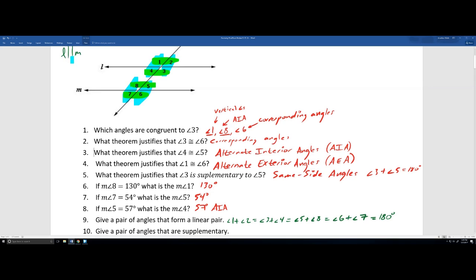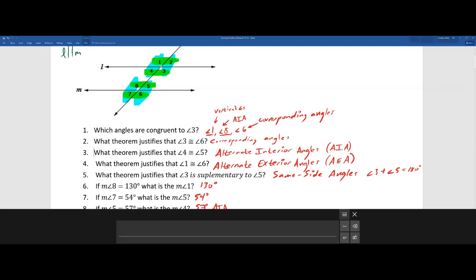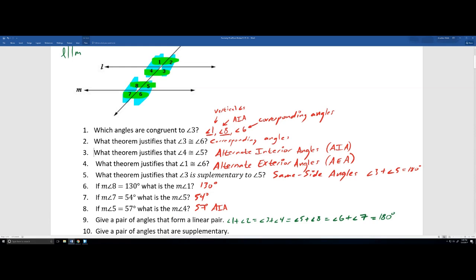Now, giving pairs of angles that are supplementary, all the linear pairs are supplementary. All right, they add up to 180. So the list from number 9 can also be used for the list for 10. But be aware of same side, like 5 and 3, 4 and 8. And angle 5 will equal the measure for 4 and measure 8. And same sides also add up to 180. So just be aware of same side angles.